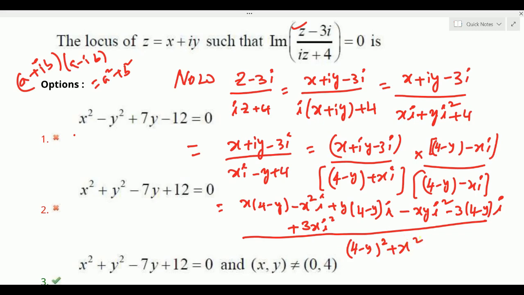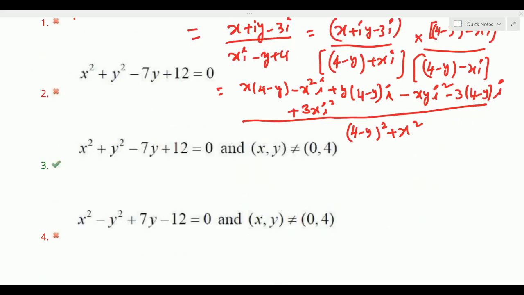Imaginary part is equal to 0. What is that imaginary part? We have to see now. What is the first term? X into 4 minus y, that is real, not imaginary, and minus x square into y, that is imaginary. So let us see what the imaginary part of the numerator is. In the whole function we have to take the imaginary part equal to 0.